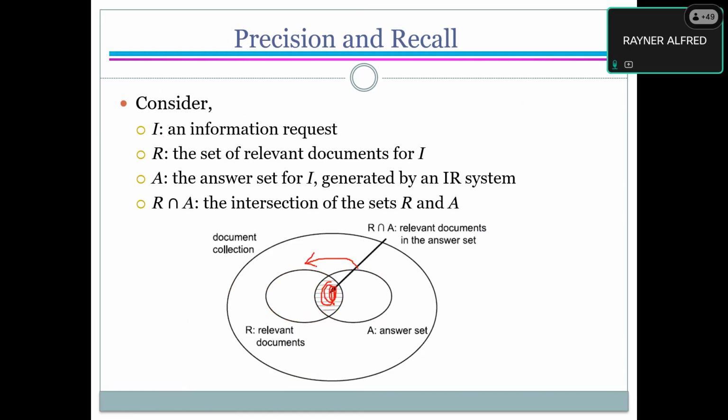Okay, but before we can do that, we need to measure the performance of the retrieval system that we have. So this is the intersection of the relevant documents and the answer that you get. Okay, so we will use this concept in order to describe precision and recall.